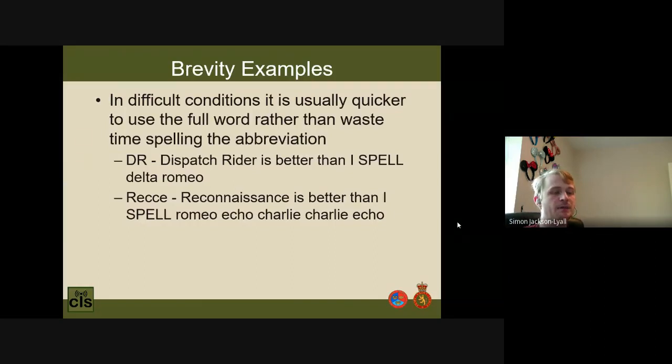So it's just about being sensible. Keeping your message as concise as possible, but also as clear as possible, and having an awareness of the receiving stations. Are they working? Can they hear you clearly? Are they in good conditions, or are they in difficult conditions?